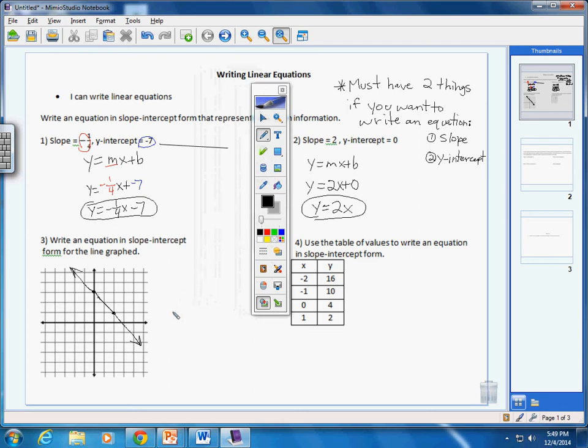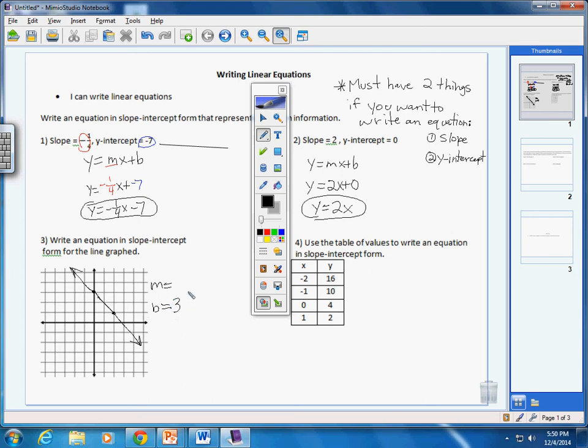Let's jump down to number 3. It says same thing. Write an equation in slope-intercept form for the line graphed. This is a little more difficult because when you're looking at this, you don't know either of the 2 things that we need. We don't know the slope and we don't know the y-intercept. So if you don't know the 2 things that we need, we obviously have to find them. So let's start with the y-intercept because that's pretty easy. Where does our line cross the y-axis? Well, all the way up at positive 3. So there you go, you're halfway home.